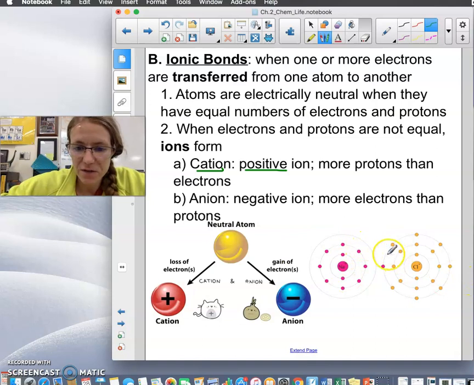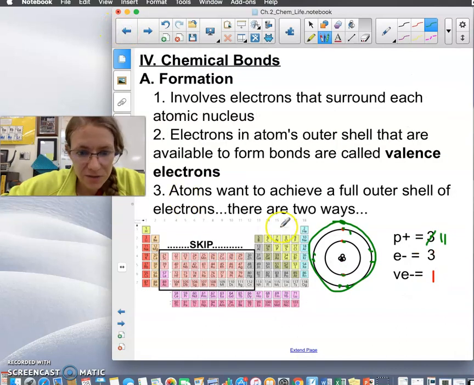So here we have a transfer of electrons going on between sodium and chlorine. Sodium had 1 valence electron here, and you can see that's being transferred. Chlorine has 7. And if I go back to this previous table, here's chlorine, group 17.